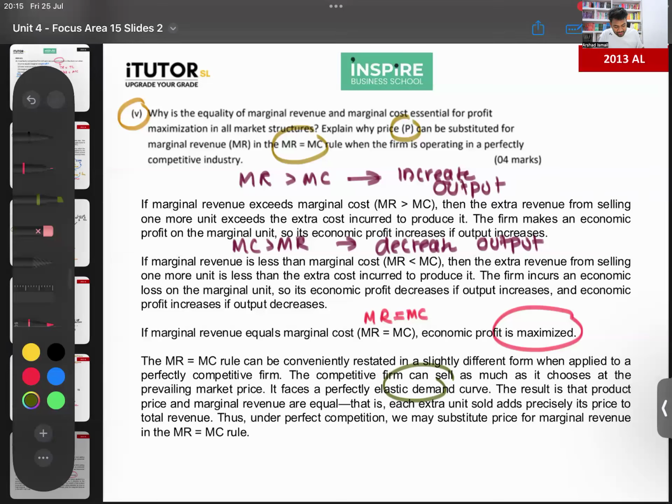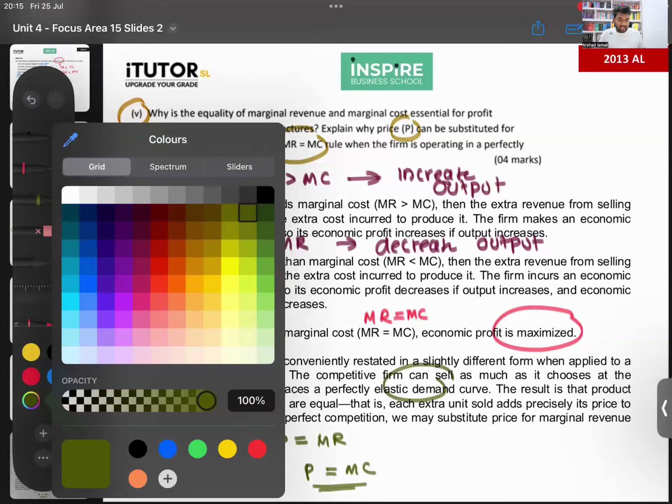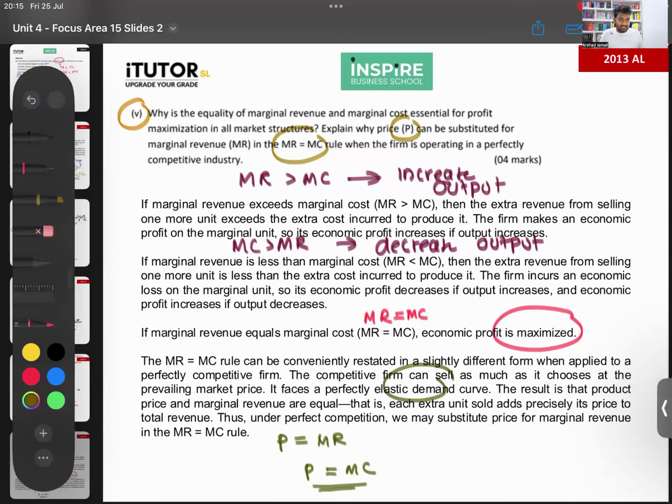So you explain that story and then say, look here, MR and price are equal. Therefore, instead of saying MR equals MC, you can even say it as price equals MC. That part you will have to write. That's the part there. Can I write all the equations in the unit? No.